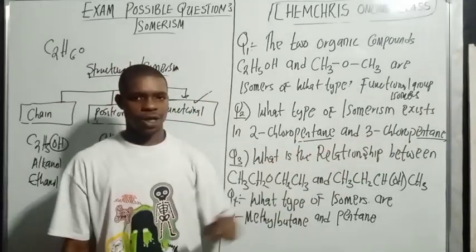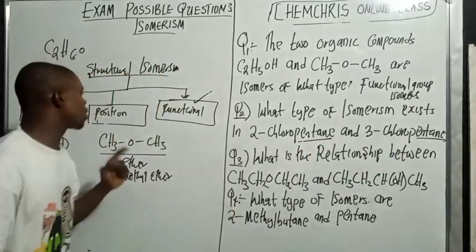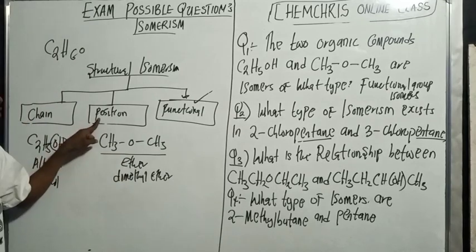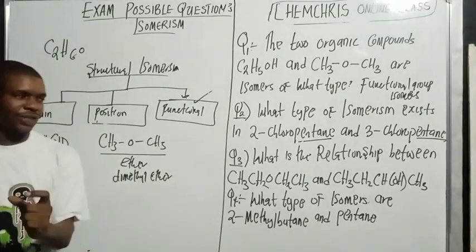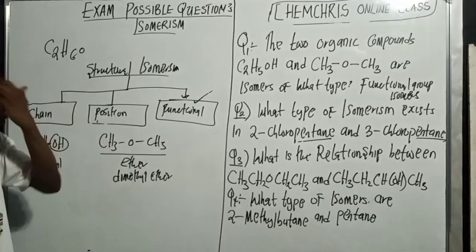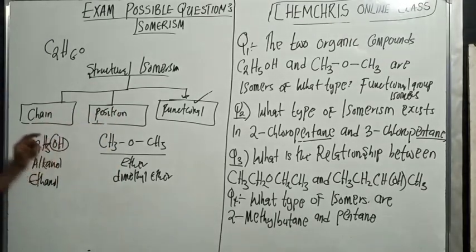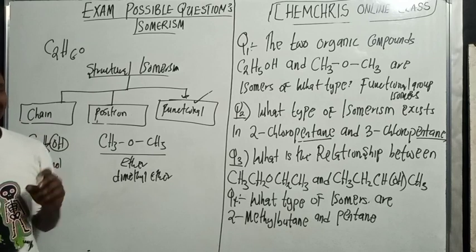It cannot be functional, right? So it can either be chain or positional. This is where I'm going to explain to you. Please pay close attention here. How do we know whether it is positional or chain? Now, in chain isomerism, understand this here.